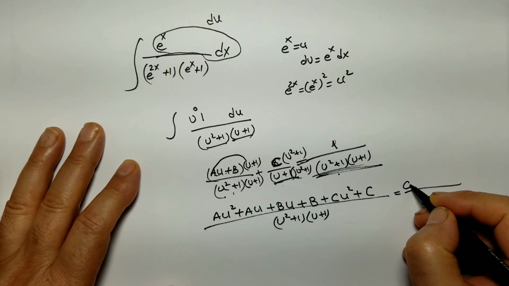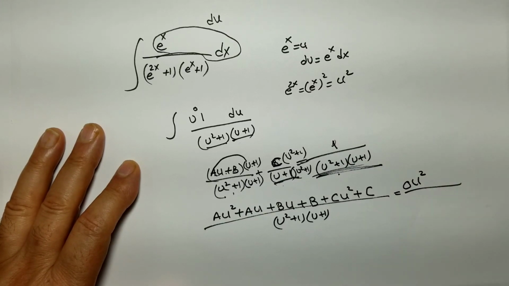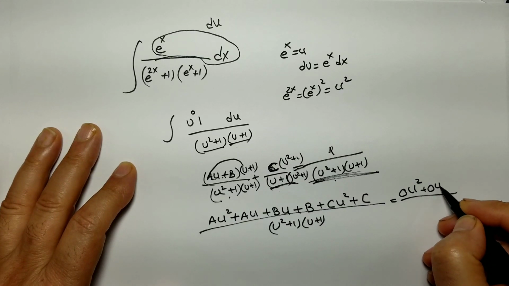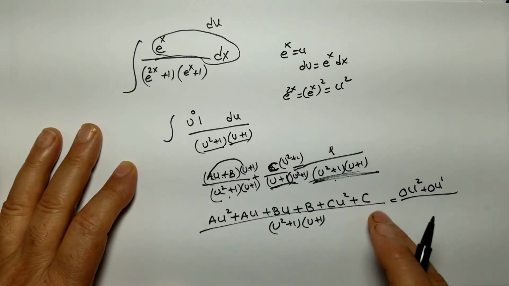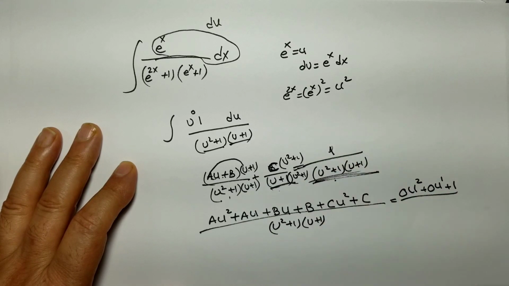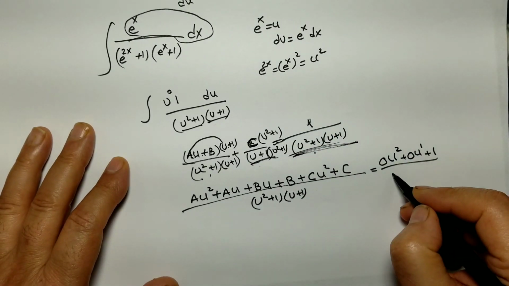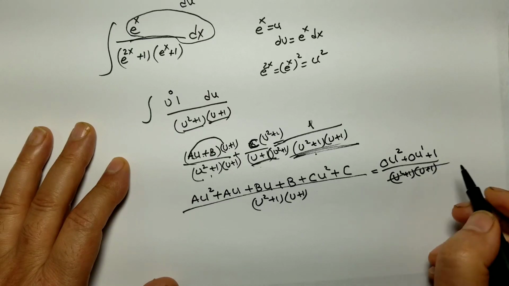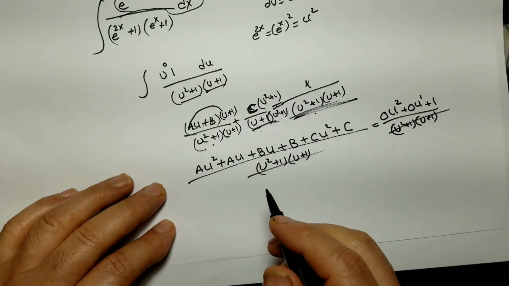I don't have it. I put 0 u squared. The next highest is 1. I put 0 u to the power of 1. The next is a constant. I do have the constant. And the bottom is u squared plus 1, u plus 1. These are the same. The top has to be the same.